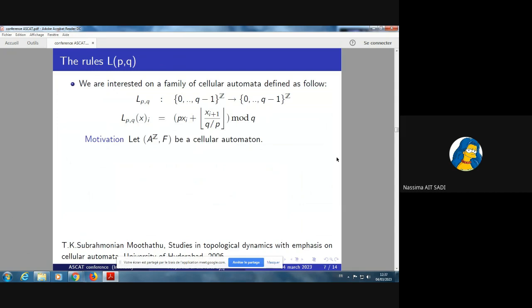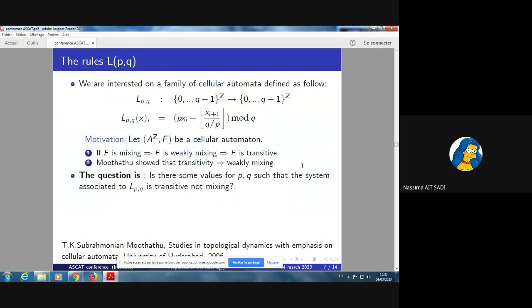Our motivation to study this family of cellular automata is the following. For any cellular automaton F, if F is mixing, then it is weakly mixing, then it is transitive. Moteț showed that if a cellular automaton is transitive, then it is weakly mixing. Then our initial question was whether there are values of P and Q such that the cellular automaton LPQ can be transitive without being mixing. Unfortunately, the answer is no, and in the following we will show some properties of this family of cellular automata, and in particular show that they are mixing.